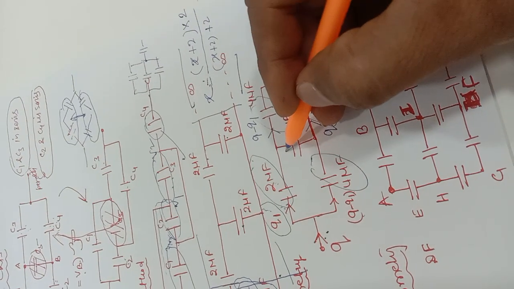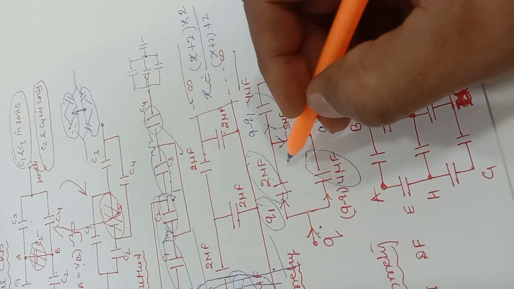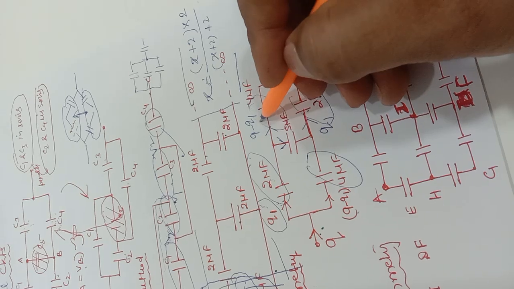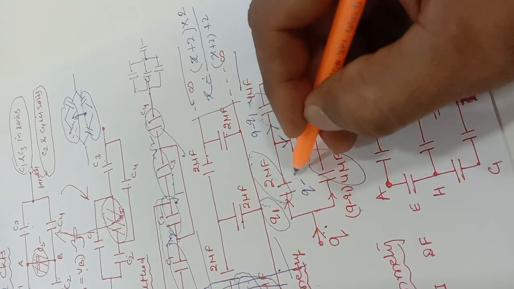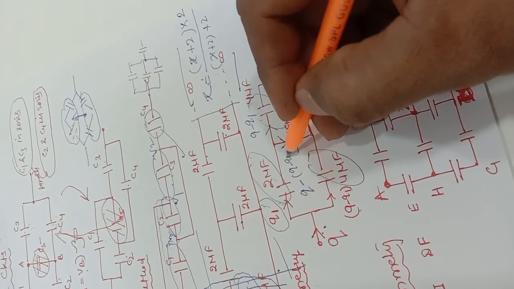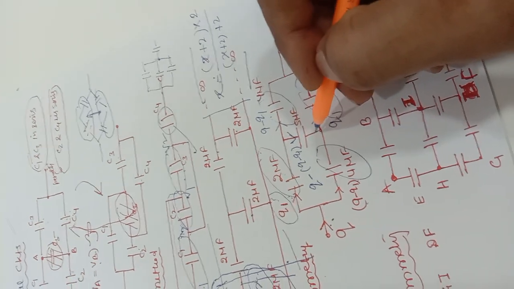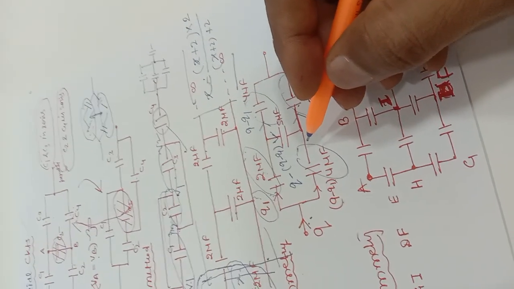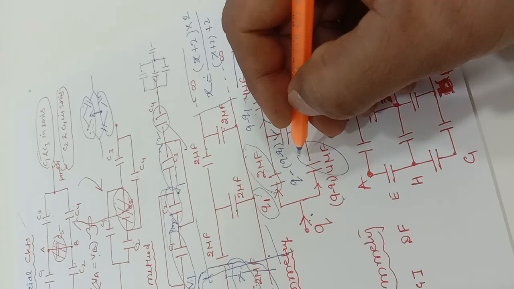So what about the charge in the middle part? It will flow there. So we can say Q minus Q1 is the flow through this branch. Now we can apply a simple loop.